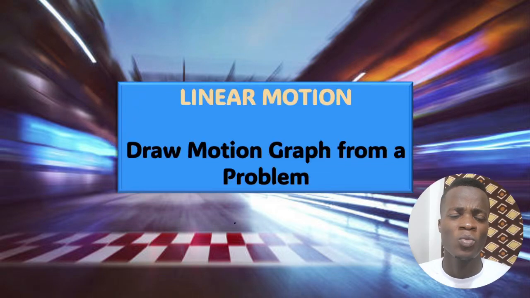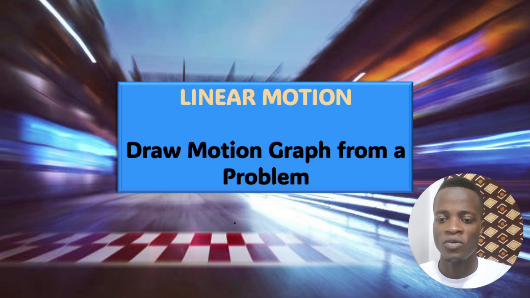Now, mostly they will give us questions, and from the question, we should be able to draw the graph of motion. So this session, that's what we are going to look at. After we understand for velocity time graph what the slope and the area under the graph mean, the very first process is to be able to draw the graph of motion when we are given a particular problem.